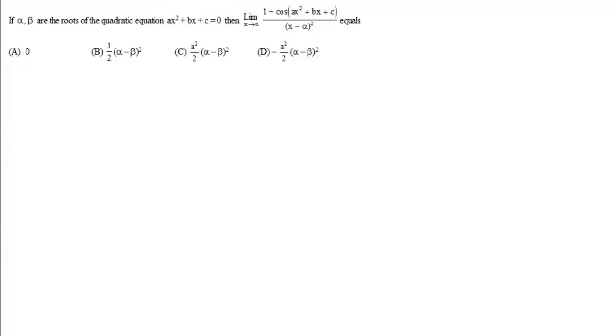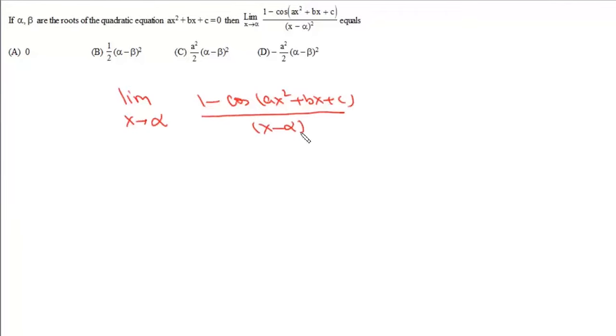Now here the question is, if alpha and beta are the roots of this quadratic equation, then solve this limit. Now this is limit x tends to alpha, and 1 minus cos (ax square plus bx plus c) upon (x minus alpha) whole square. Now if we put x as alpha, it will be cos 0 is 1, so this is 0 upon 0 form. So we'll convert it in standard limit.